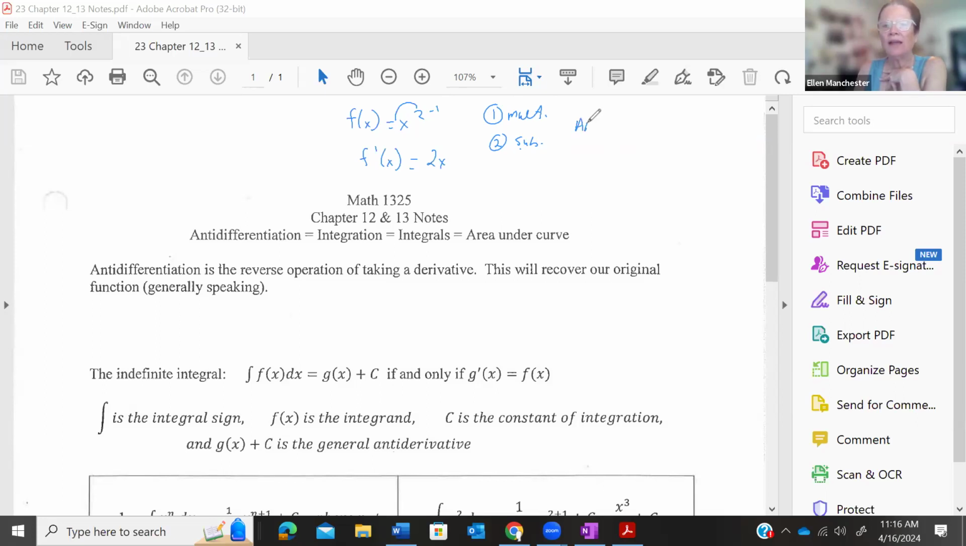Well, when you're doing anti-differentiation, you're going to go in the opposite direction. It's the inverse, the complete opposite. So when you're finding the derivative, this is the derivative, and this is the antiderivative. So the first step you're going to do, what's the opposite of subtracting?